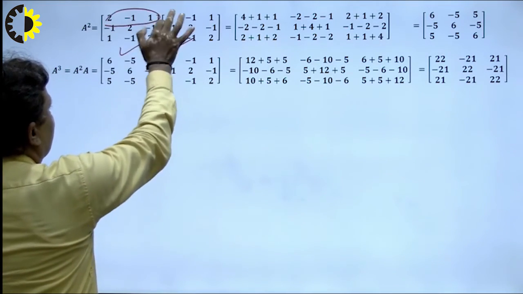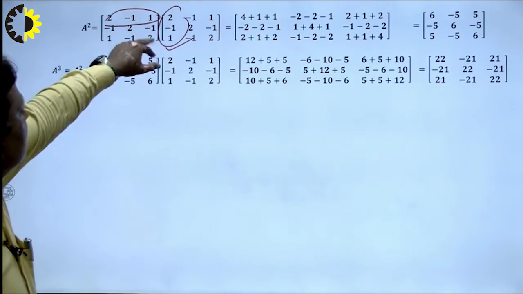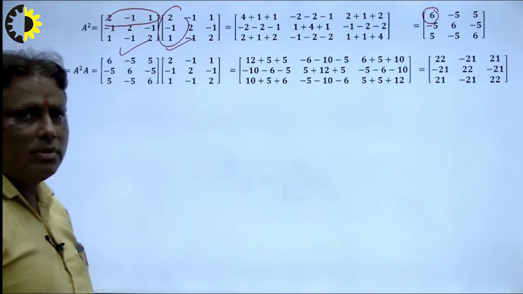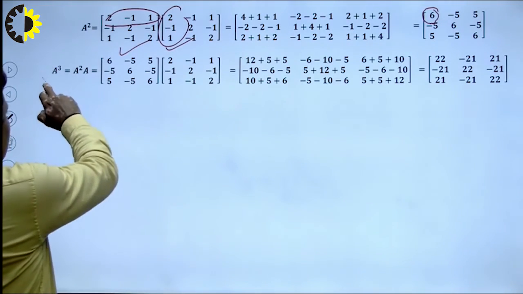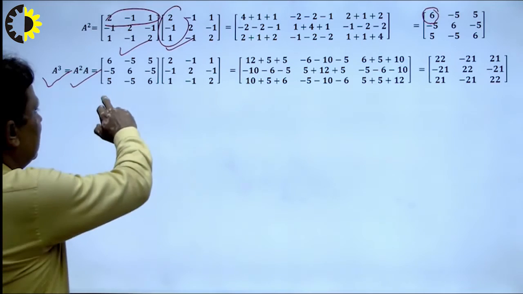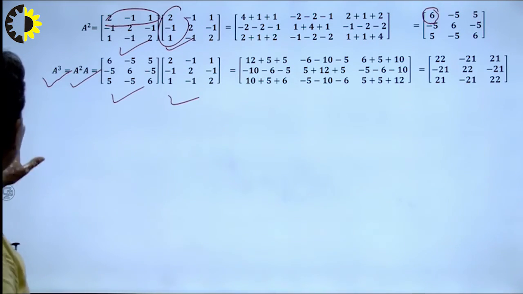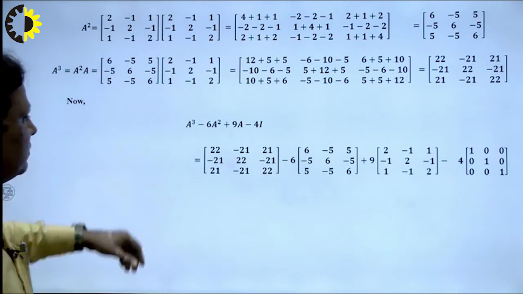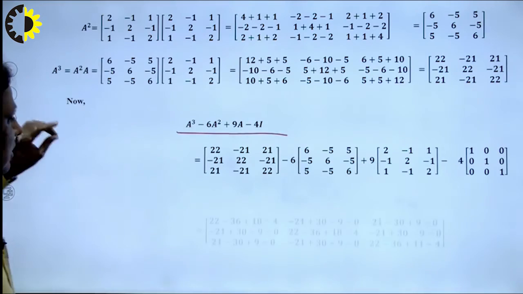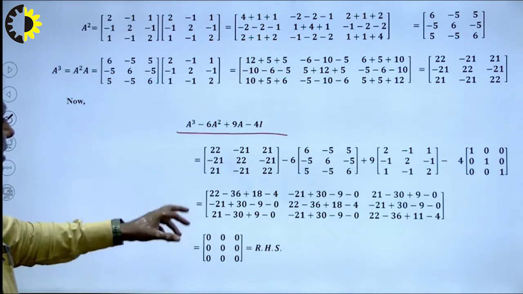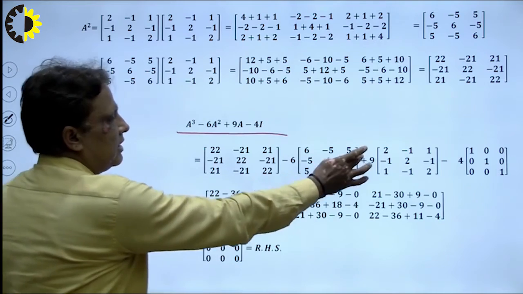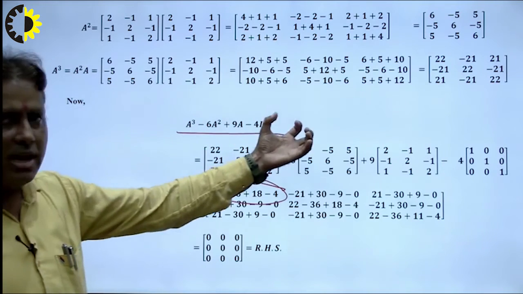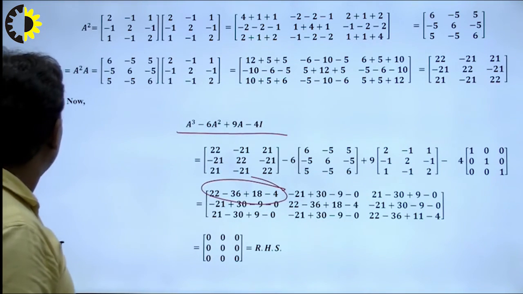First row multiplied by first column gives 2 times 2 is 4, plus 1 times 2, and so on, and I write the result here. In this way we find A square very fast. To calculate A cube, it will be A square into A; A square is this and A is this, so we get A cube. In this way we find all the values very fast and see that this is equal to 0. Explained here: 22 minus 36, plus 18, minus 4 equals 0. We can check each and every calculation for the verification.